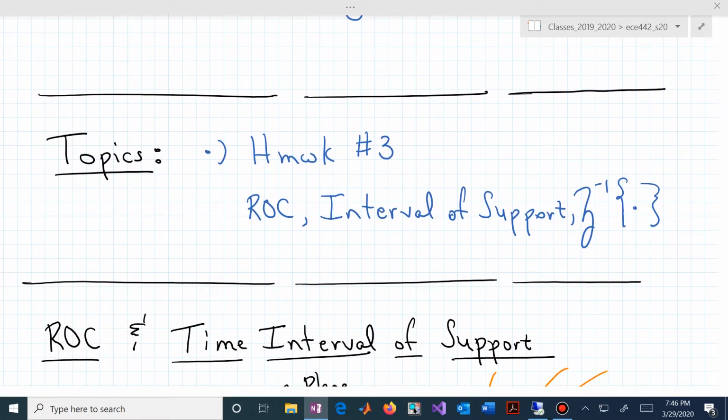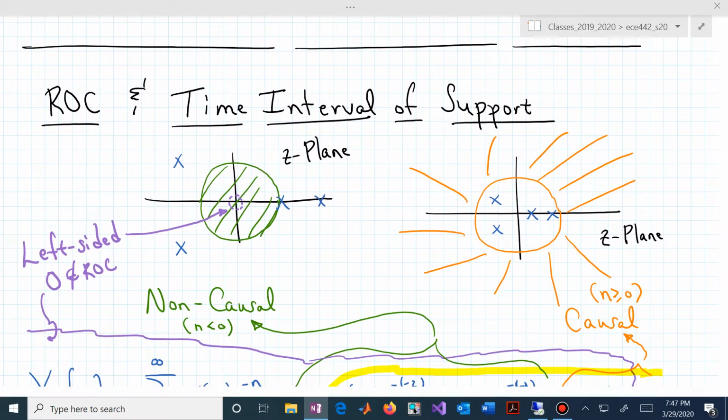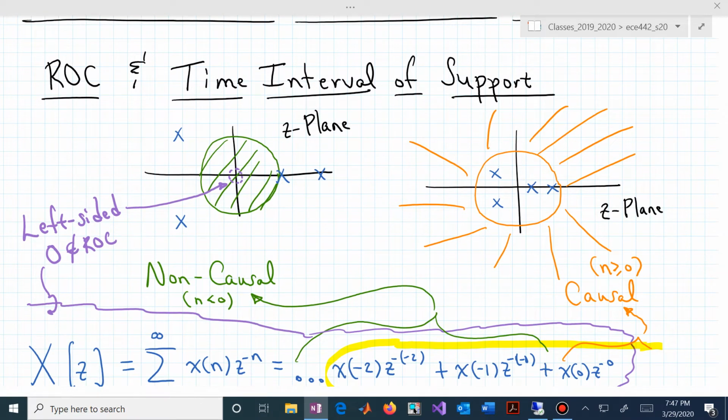The topics for Unit 3's quiz is really what's on homework number 3 and anything associated with that. And in sort of 3 pieces, it's region of convergence, interval of support for x of n if capital X of z is the transform, and how do you find the inverse Z transform of capital X of z. Let's start with this region of convergence. What are the patterns and the time interval of support?